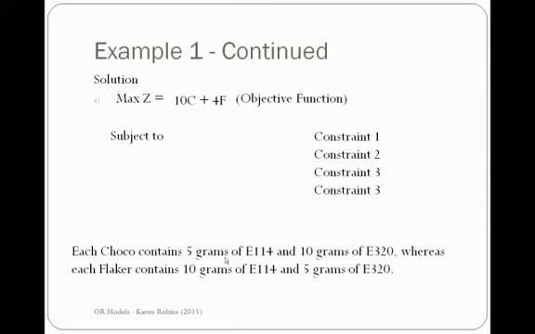Each Choco contains 5 grams of E114 and 10 grams of E320. And each Flaker contains 10 grams of E114 and 5 grams of E320. So we know that constraints 1 and 2 are E114 and E320, 5 grams for every E114 and 10 grams for every E320 for the Choco. For each Flaker, it's 10 grams of E114 and 5 grams of E320. Notice that the right-hand side has changed to 80,000. That's because this side is in terms of grams and the right-hand side was in terms of kilograms, and we need them in the same units.